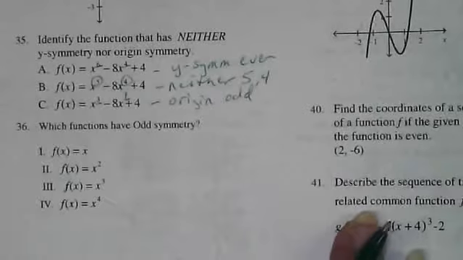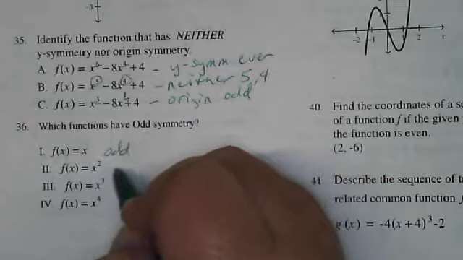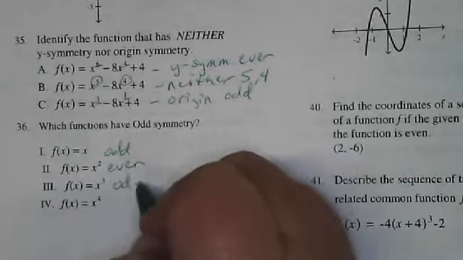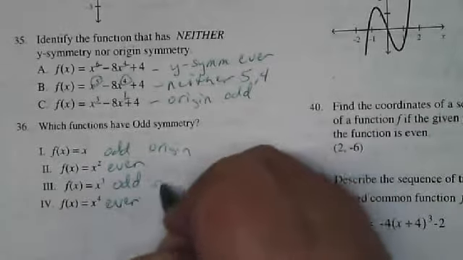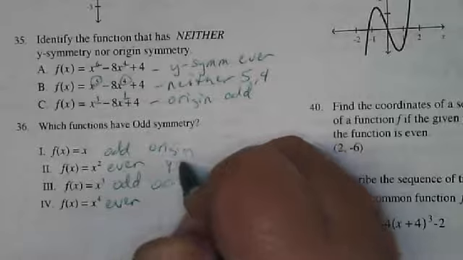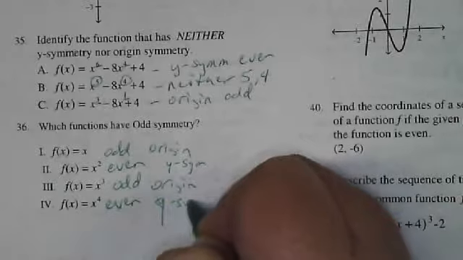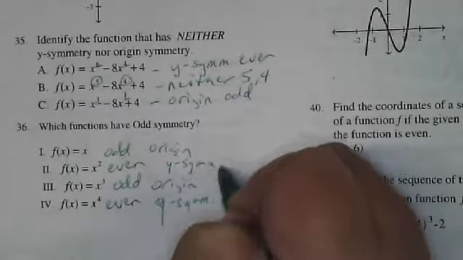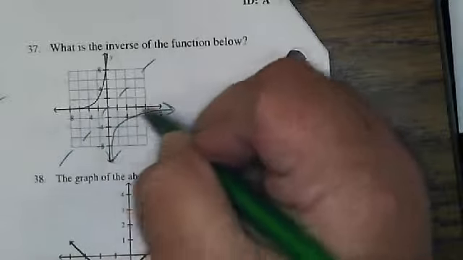36 should be answered pretty quickly because you just did 35. So an odd, an even, an odd, an even. So odds are origin, and evens are y symmetry. 37, again, you're going for the inverse. Draw that line, and the inverse should match directly opposite.